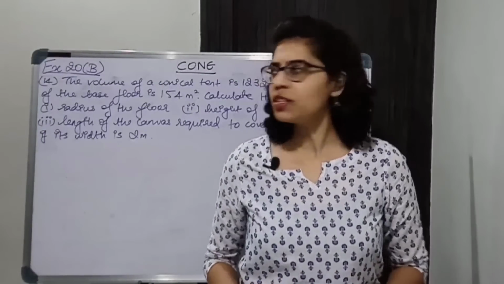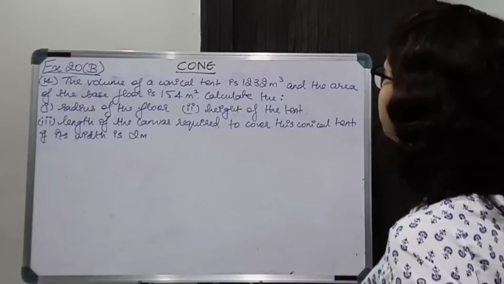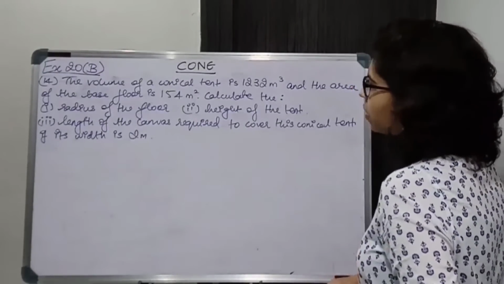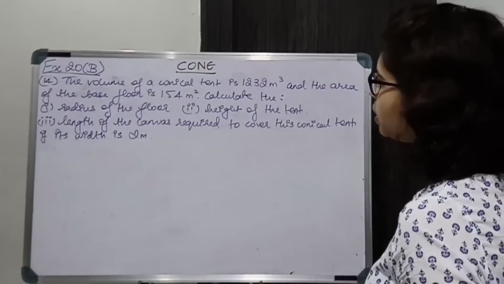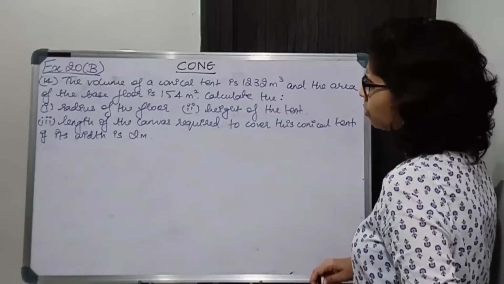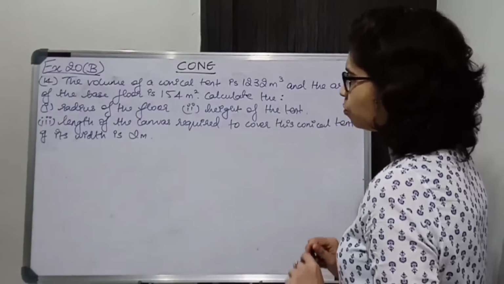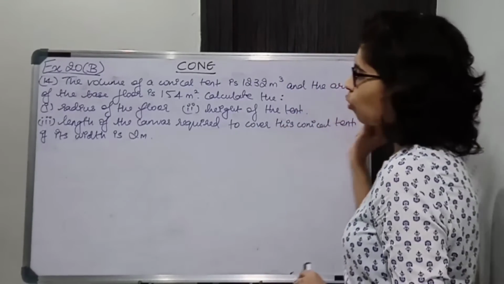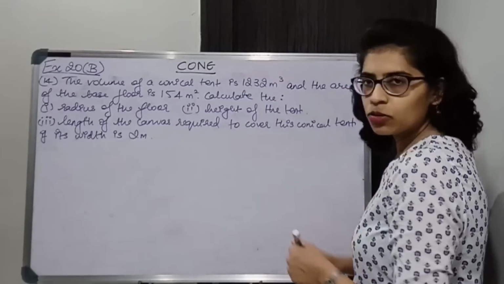Proceeding to the next question. Question number 14. The volume of a conical tent is 1232 meter cube and the area of the base floor is 154 meter square. Calculate the first part, the radius of the floor, second part, the height of the tent, third part, the length of the canvas required to cover this conical tent if its width is 2 meters. Now there is a conical tent whose volume is given to us and the area of the base floor is given to us. So we'll write down the given first.